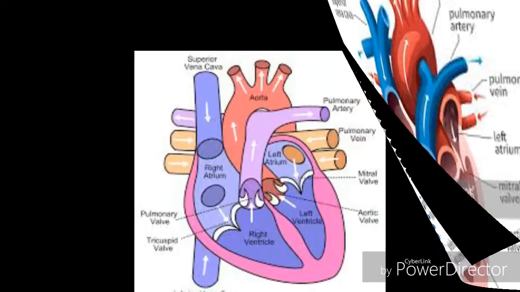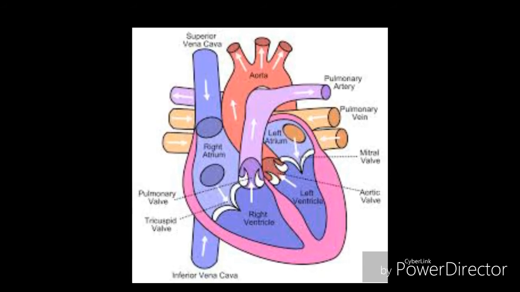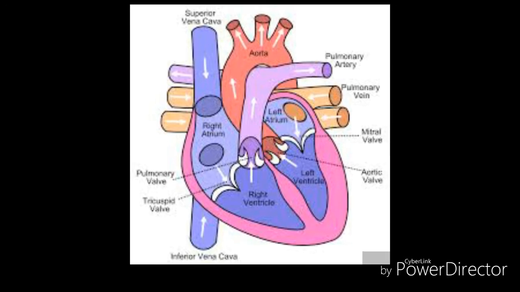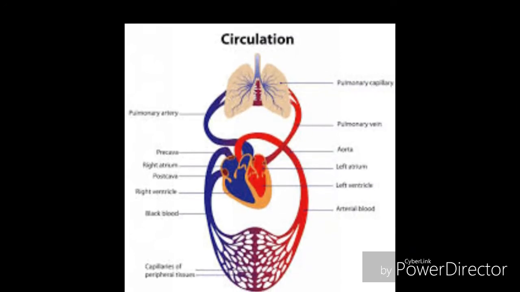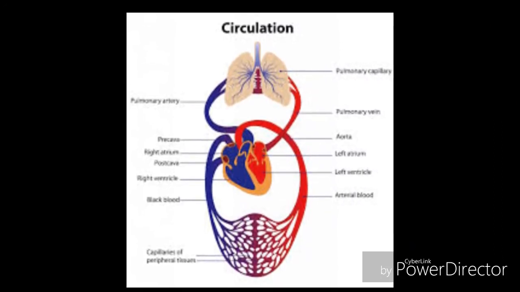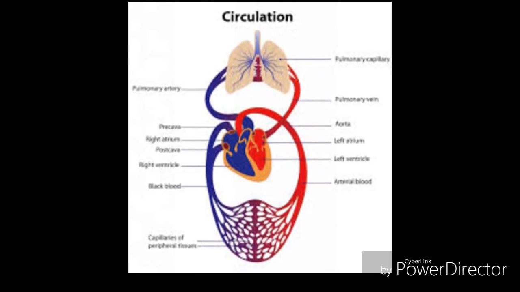Step 1. Superior vena cava and inferior vena cava bring deoxygenated blood from all over the body to the right atrium. Step 2. Blood from the right atrium passes through the tricuspid valve into the right ventricle. Step 3. Pulmonary artery arising from the right ventricle carries deoxygenated blood to the lungs.